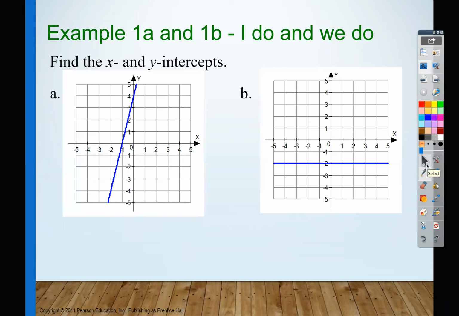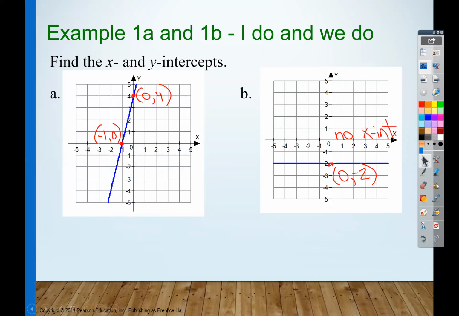All right, so in this one, we are going to find the x and the y-intercepts. So when it asks you that, it's wanting to know where the x and the y-intercepts are on the graph. This is where it's touching the x-intercept. So this point right here would be -1, 0. And this point, your x is 0 and your y is 4. On this one, there are no x-intercepts because nothing is on that x-axis, and your y-intercept is where x is 0 and y is -2.